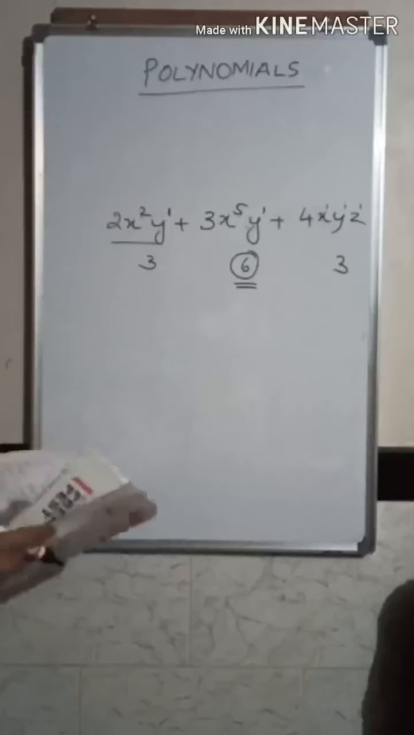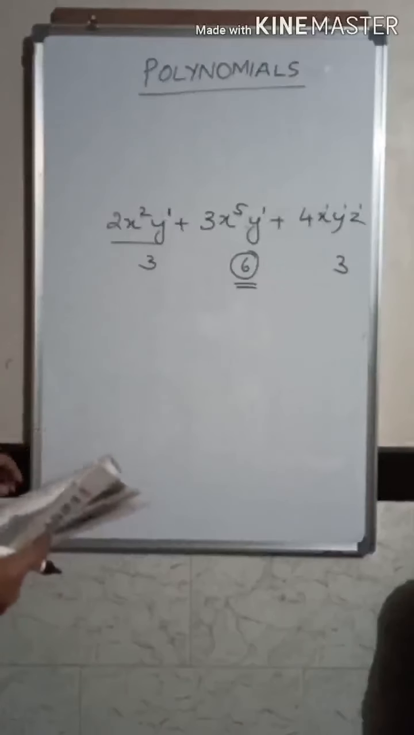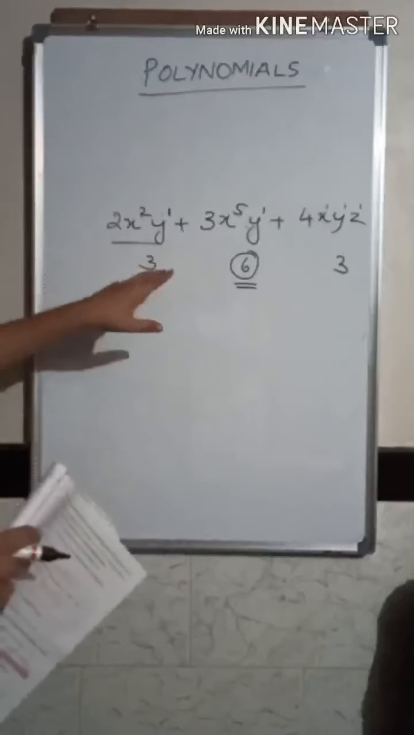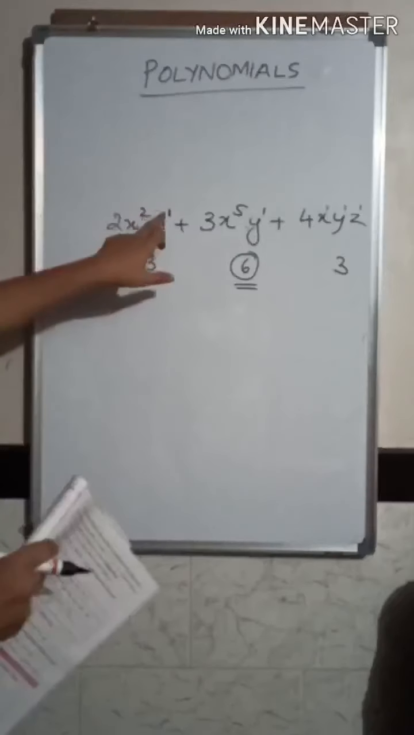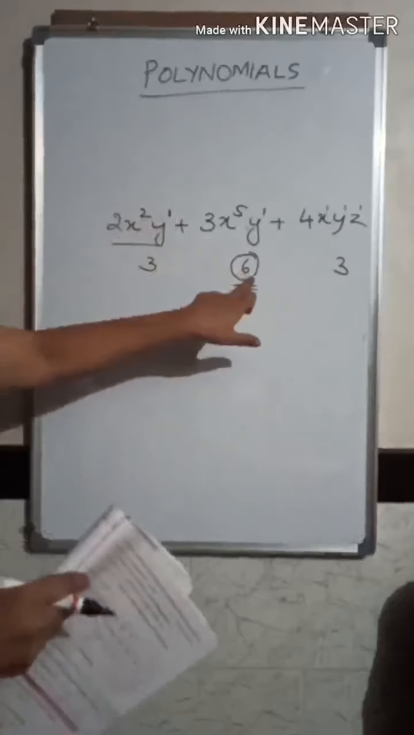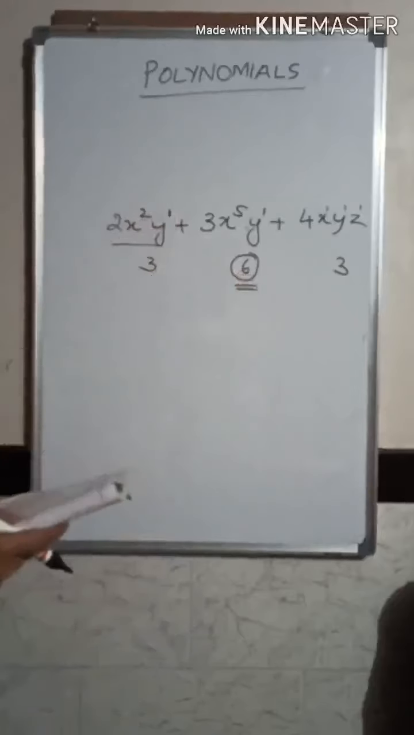If you have got only one variable, whichever is the highest degree, the highest power, that will be the degree. If you have got more than one variable, add the power of all the variables, then whichever is the highest power, that will give you the degree of the polynomial.